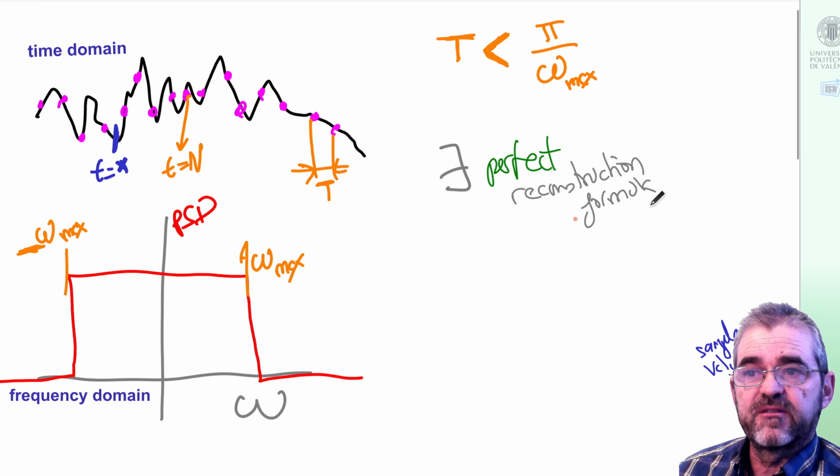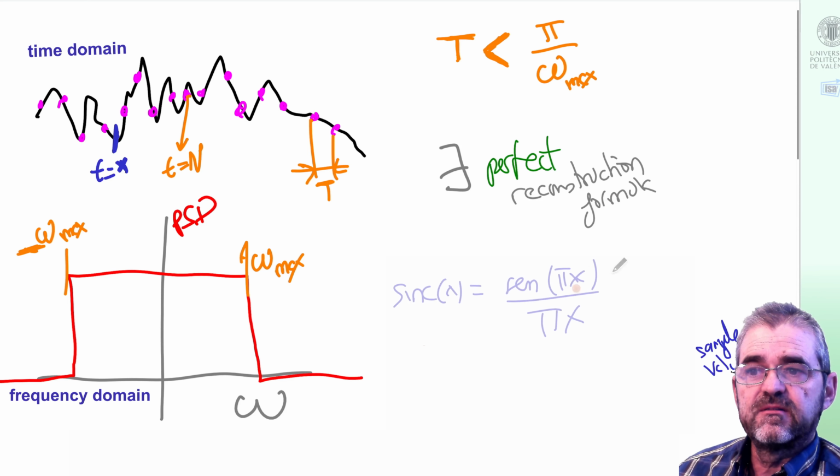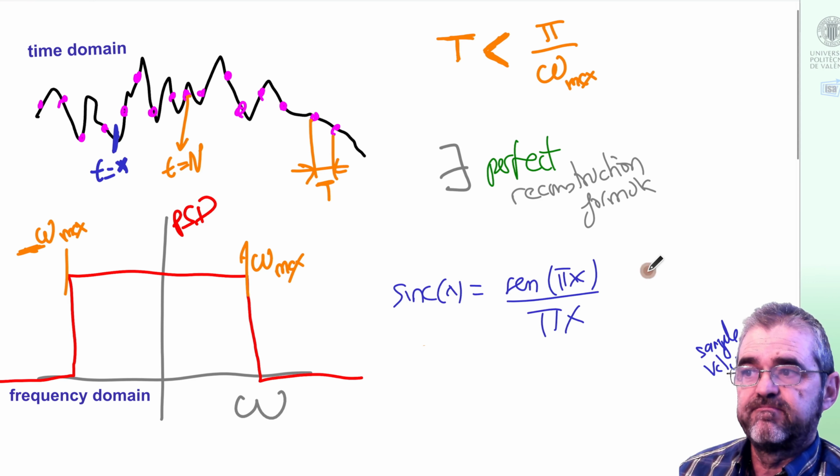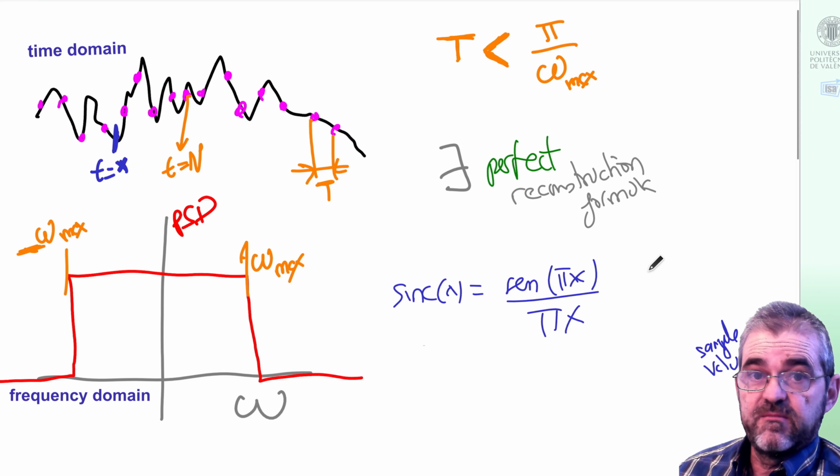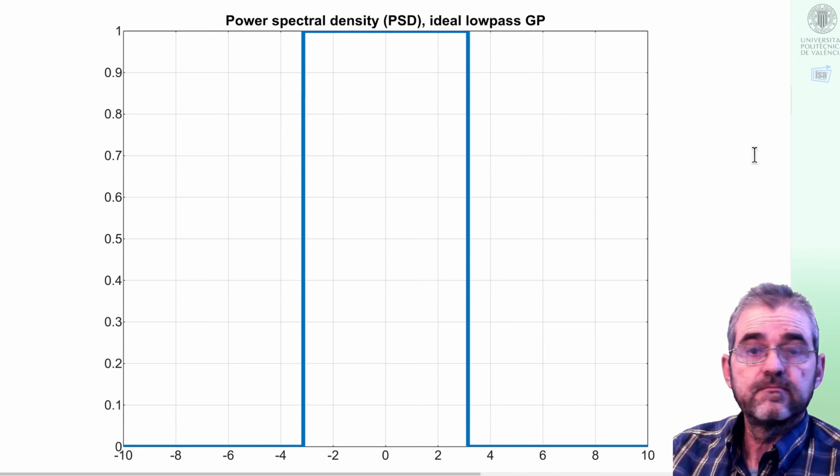There is a perfect reconstruction formula, which is called the Shannon-Whittaker reconstruction, or sinus cardinal filter, with this expression, and delving a bit into the detail of that is the objective of this video.